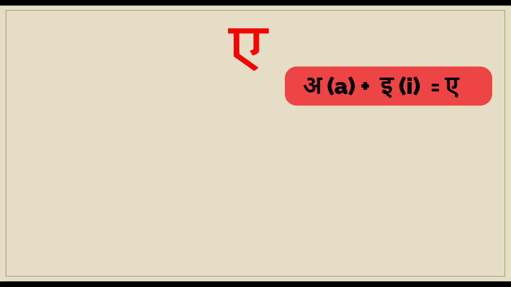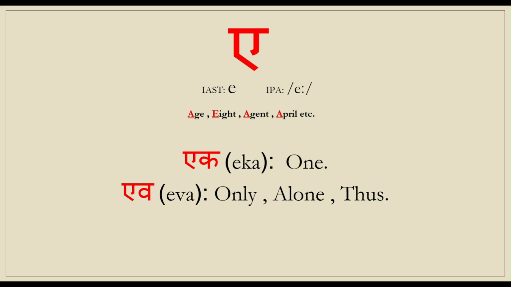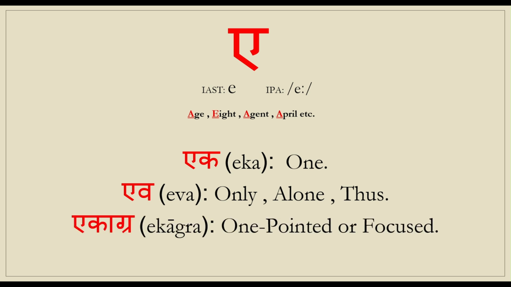E in IST is represented by e, and we should try our best to not confuse it with the sound I. The English examples that can help us to understand this sound are like the words age, aid, agent, April, etc. The Sanskrit examples that can help us to further understand this sound are the word eka, which means one, the word eva, which means only, alone, or thus, and the word ekāgra, which means one pointed or focused.